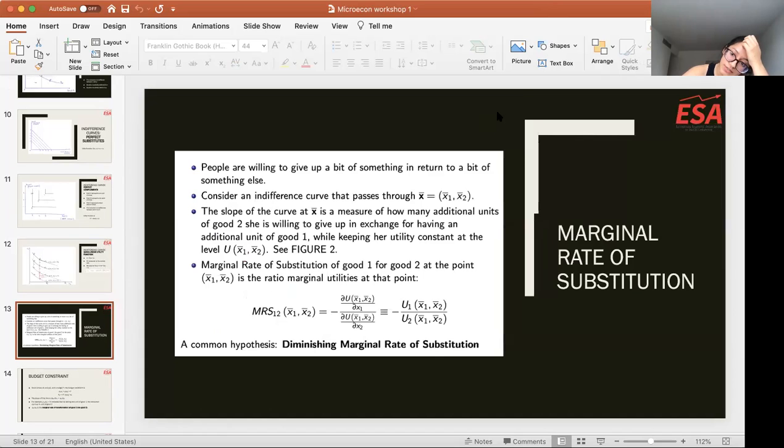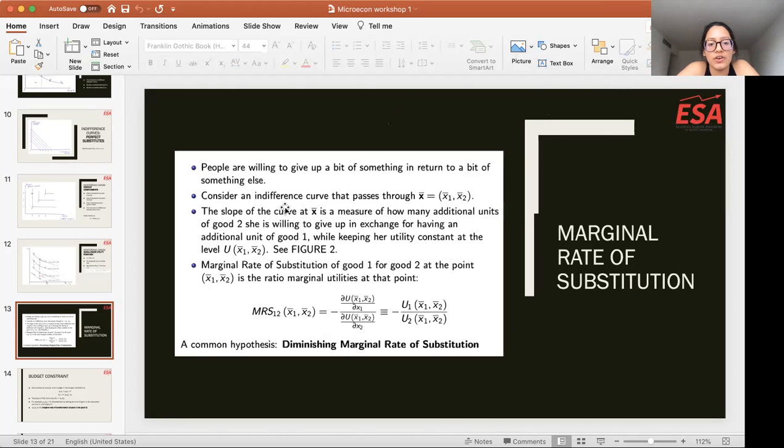So this is the marginal rate of substitution. This is something that they may ask you to calculate in exams, but it's not that hard. The marginal rate of substitution is basically that people are willing to give up a bit of something in return for a bit of something else. For example, for me, between fruits, I like oranges a lot more than apples. So I would be willing to give up some quantity of apples if that means getting more oranges. It's something like that.